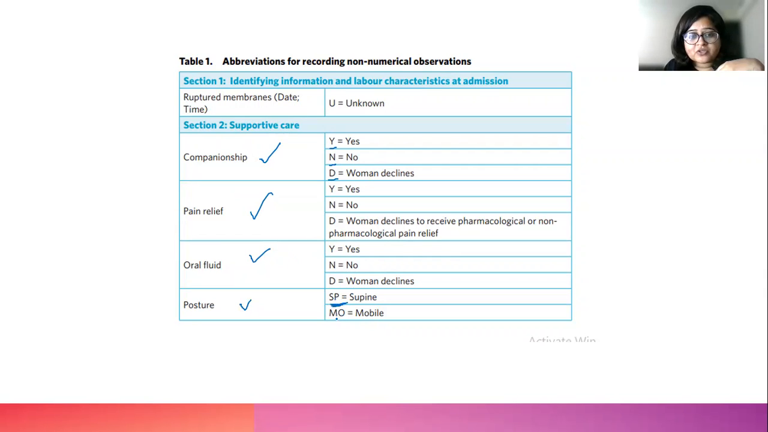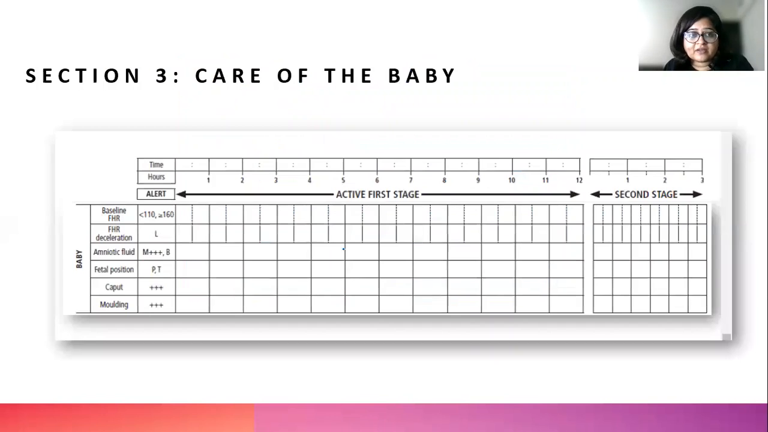Supine is not a good posture. Mobile, she needs to be mobile. Section 3 is care of the baby. So this is similar to the old partograph. Here you have baseline fetal heart rate, decelerations, whether they're there or not. If L is there, it's an alert finding. This is the alert column.